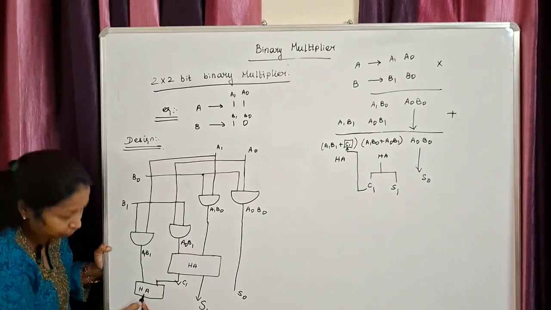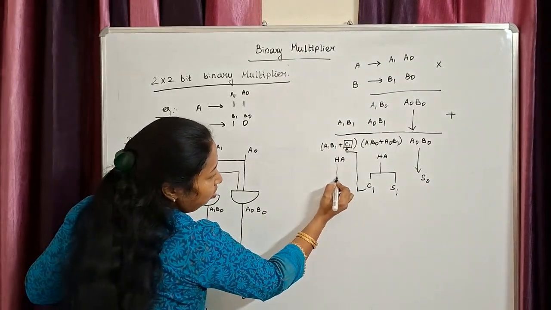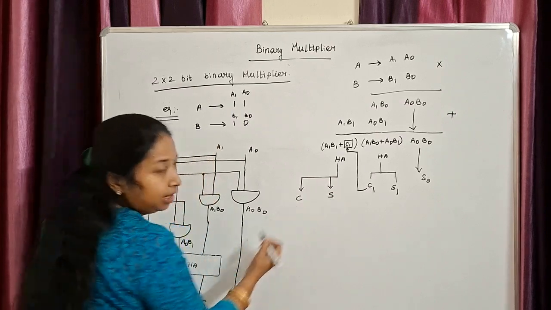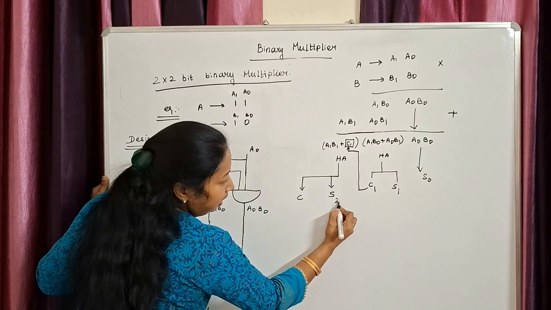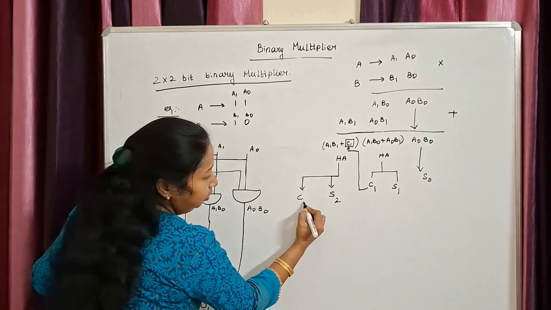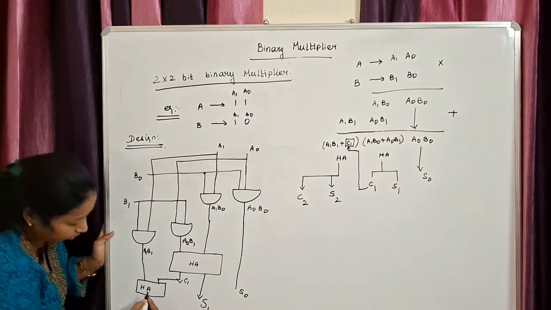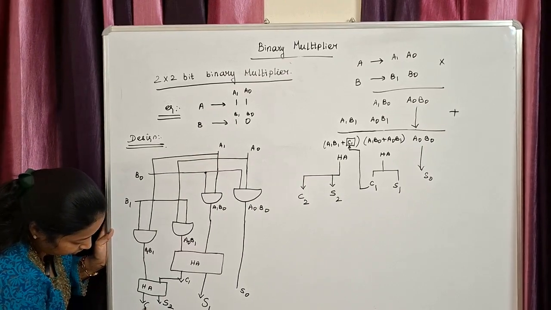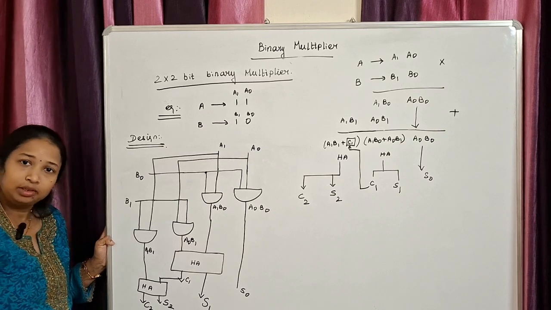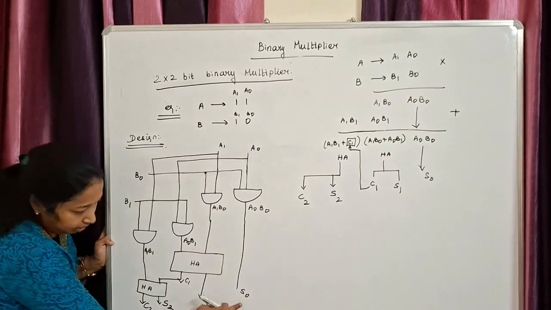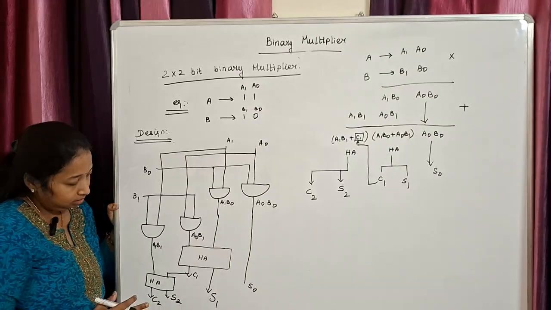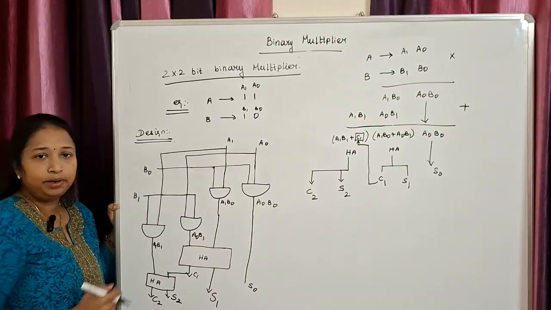Is it clear? For a half adder, here again you very well know, you have got two outputs: one is your sum output, one is your carry output. The sum output, let me take it as S2, and the carry output as C2. So my final output will have S0, S1, S2 and C2. Is it clear? This is how you will be designing a 2 by 2 bit binary multiplier.